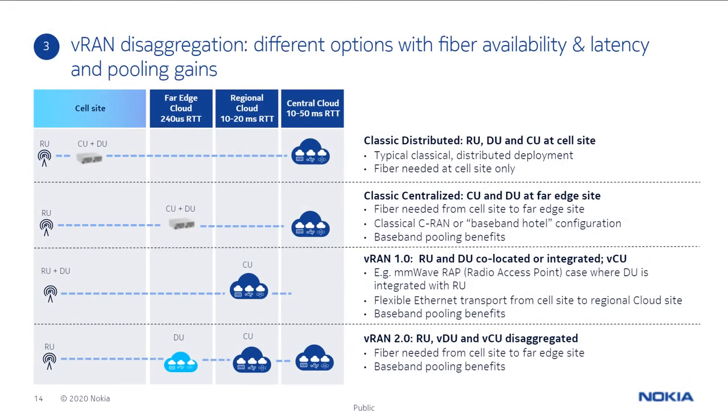Finally, we have a slide from Nokia explaining the classic distributed and centralized approach that we saw before. They define vRAN with two different approaches. One approach that would be easier to do today is to have the RU and DU at the cell site and CU at the regional cloud. This would be RAN functional split 2. The second approach that they refer to as vRAN 2.0 is with complete disaggregation of RU, vDU and vCU. We think it will take a while before we see this approach commonly available.